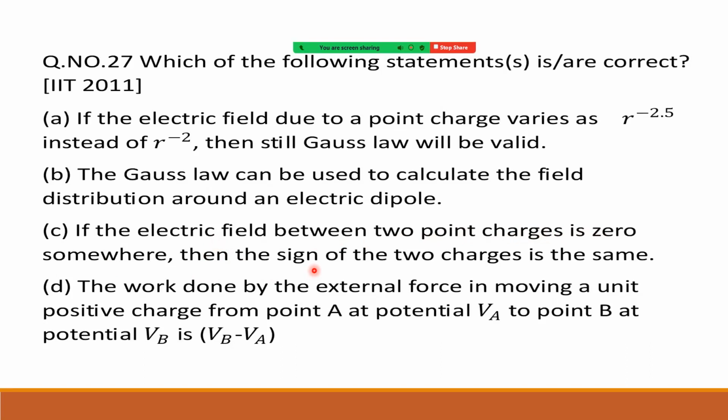That we can say directly. Option C. Coming to option D: the work done by an external force in moving a unit positive charge from point A at potential VA to point B at potential VB is VB minus VA. Let us verify each option.